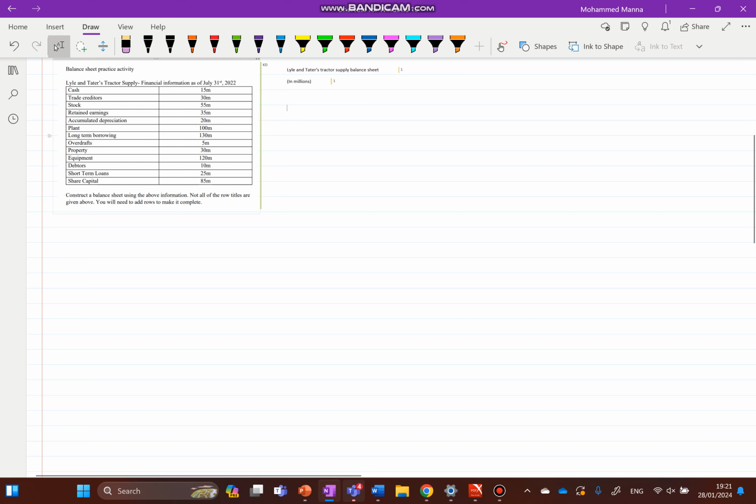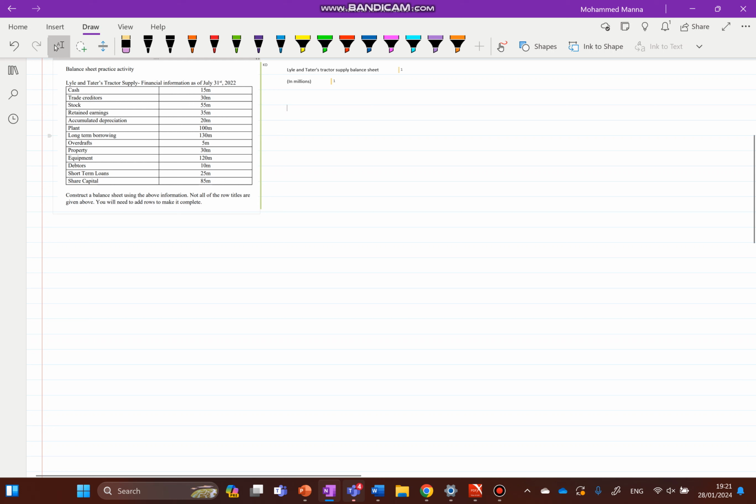And for assets, as a non-current asset, you'd have property, which of course is held for longer than a year. And for current, you'd have stock, because stock is typically not held if it's a successful business, and it would be sold within a year.